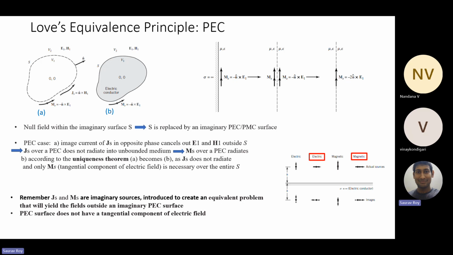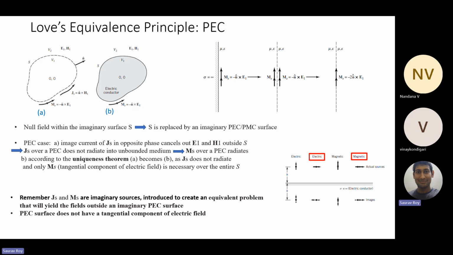Okay. So if that is the case, how is the uniqueness theorem useful here? The uniqueness theorem says you need to specify either the tangential electric field or the tangential magnetic field, any one of them, over the entire surface S. Then only can you uniquely calculate E1 and H1. So now if we take MS, what is MS? We calculate it from n cross E1. It is nothing but the tangential component of the electric field. If you specify that over the whole surface, then obviously you can calculate E1 and H1 uniquely.